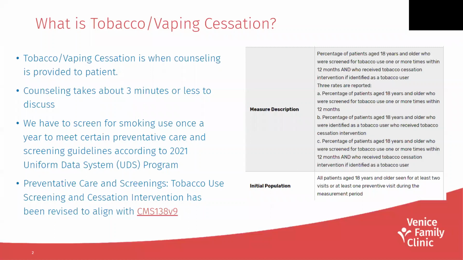We have to screen for smoking use once a year to meet certain preventative care and screening guidelines according to the UDS program. Preventative care and screenings, tobacco use screening and cessation intervention has been revised to align with the CMS 138 V9. And here's just a description of the measure along with the initial population that this measure is targeting.